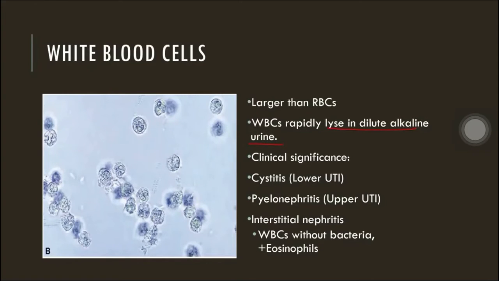What is the clinical significance of white blood cells in the urine? It may indicate, of course, urinary tract infection, which is the primary purpose. Urinary tract infection: lower UTI or cystitis, upper UTI or pyelonephritis, or interstitial nephritis. But take note, for interstitial nephritis, there is WBC present, but without bacteria. You can also notice the presence of eosinophils.